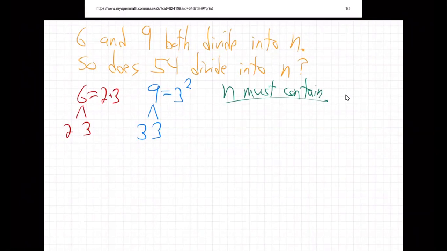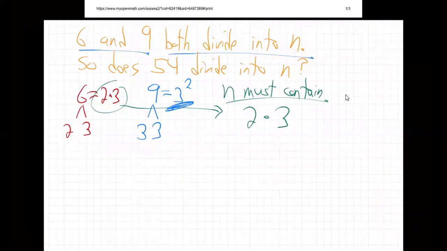What must n contain? Well, it's got to contain everything the 6 has, because 6 goes in there. So it's got to have room for the whole 6, a 2 and a 3. And then the 9 also, right? 6 and 9 both divide evenly into n. So it's got to have room for 3 squared. So I've got to add to the 3's power there, don't I? Do you see how I expand it?